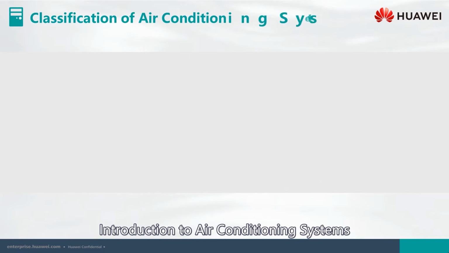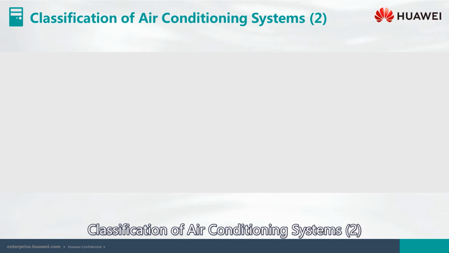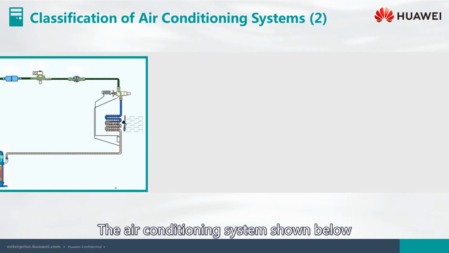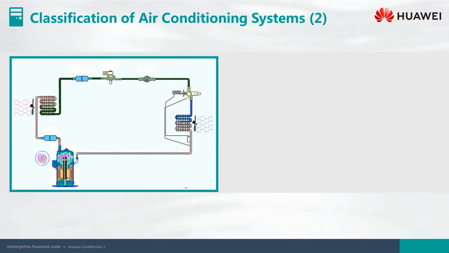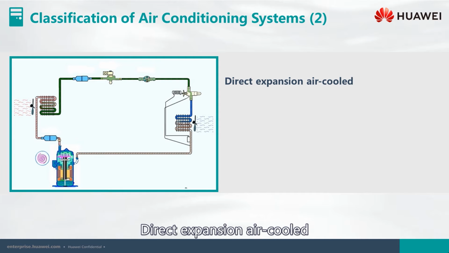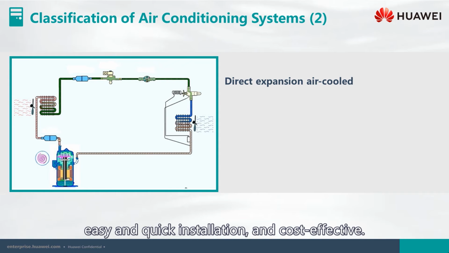Introduction to Air Conditioning Systems. Classification of air conditioning systems. The air conditioning system shown below is the most common type, direct expansion air-cooled. This type has a simple structure, easy and quick installation, and is cost-effective.